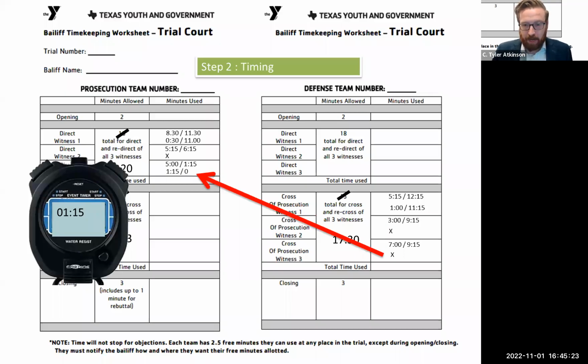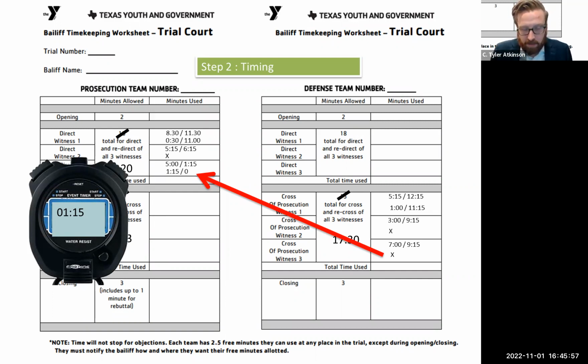So bailiffs, if you have questions about timekeeping, you saw I made at least one mistake on mine. If you have questions about how to count down, make sure your judges have gone over that with you. Judges at district, especially rounds 1 and 2, make sure you're going over that your bailiff knows how to keep time. And if you're not fully confident that your bailiff knows how to keep time, then I would follow along with them, keeping your own time.